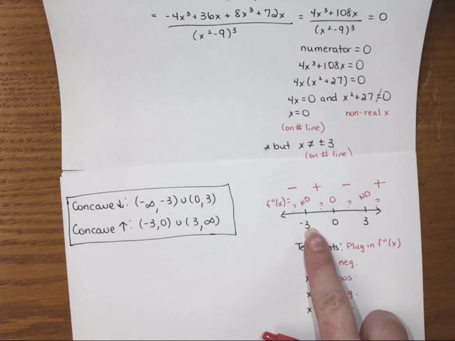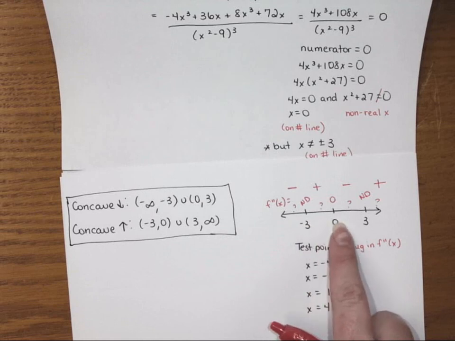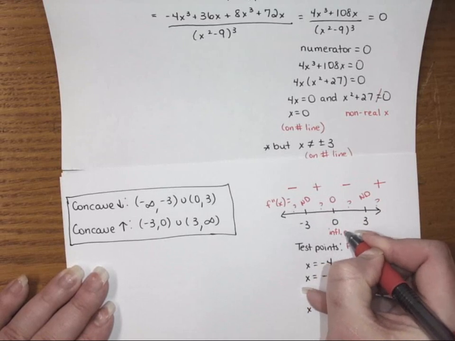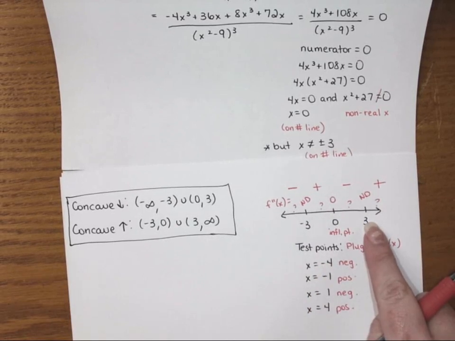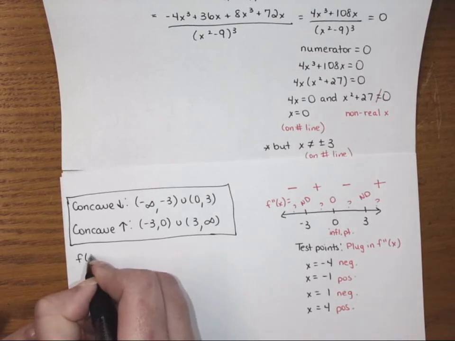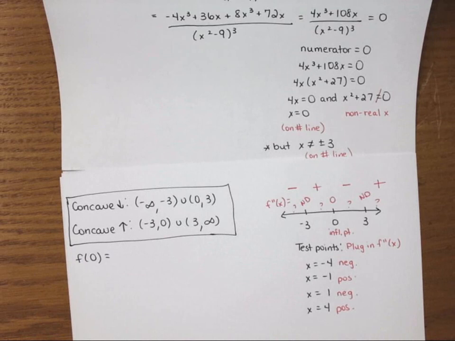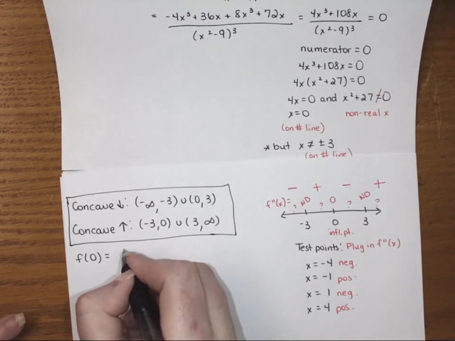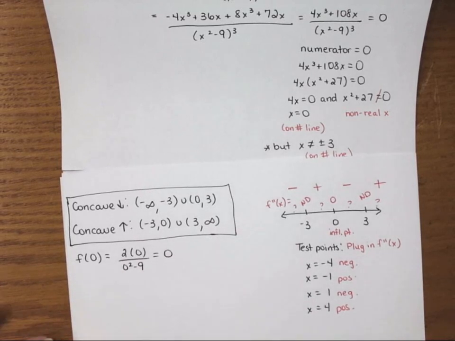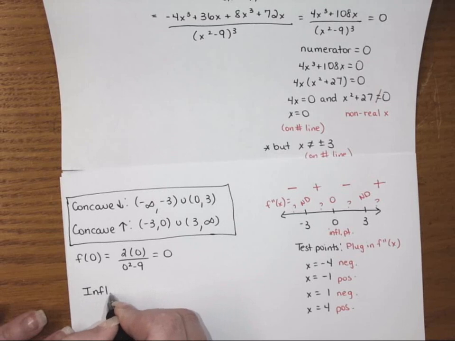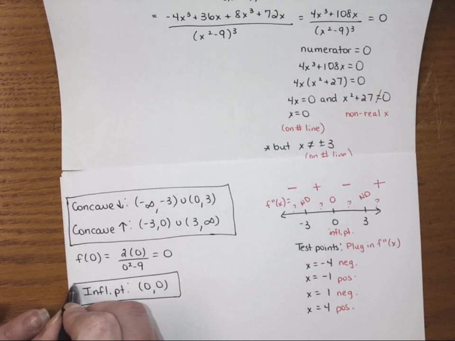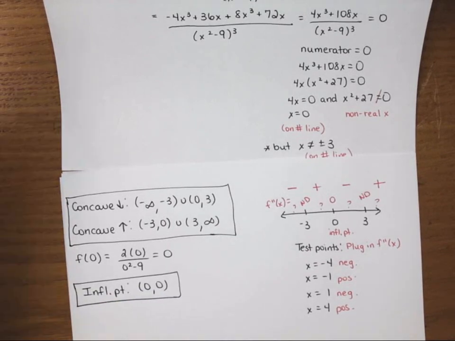It changes here, but this can't be an inflection point because it's not defined. It changes again here. This is a defined point, so this actually is an inflection point. It changes again here at 3, but that's not defined either. So it only has one inflection point, but last but not least, we need to find f of 0 to find out what the full point is. So go back to the original. It would be 2 times 0 over 0 squared minus 9. So we just get 0. In other words, not only is 0, 0 the x and the y intercept, it's also a really important value where we make a turn, called the inflection point.